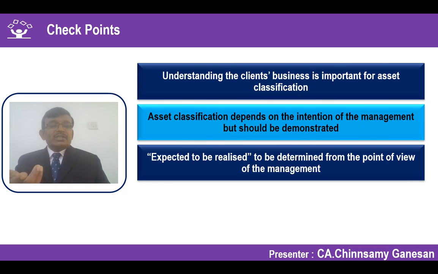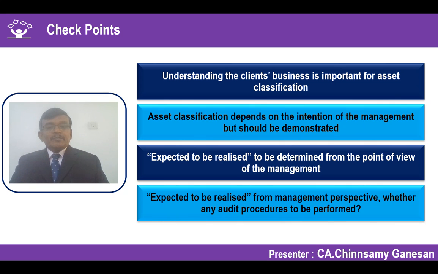Trade receivables outstanding for more than 3 years, but management always says that we will collect it in the next 3 months so that no provision is required. So whether I have to consider that as a current asset or non-current asset, as per the management intention, expected to be realized in the next 12 months, so it becomes a current asset. But the facts of the case are that in the last 3 years it has not been collected. What is the new evidence which will be available to ensure that I will be able to collect it within the next 3 months is an important aspect. Okay, so it should be demonstrated in both the cases.